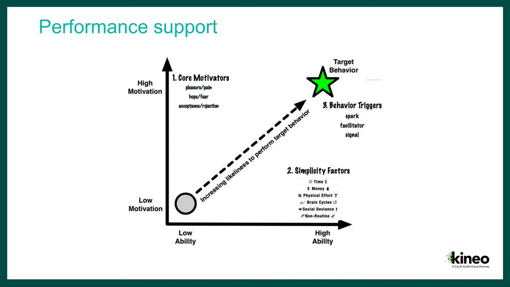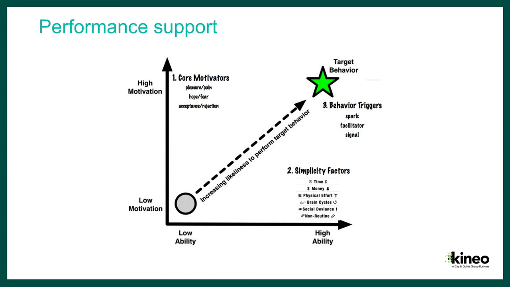But the most important one here, I feel, is the behavior triggers. And a trigger, as defined by Charles Duhigg in The Power of Habit, is one of the levers that you can use in order to modify behavior. If you can identify the trigger for taking a target behavior, then you can present that trigger at the right time and in the right context.